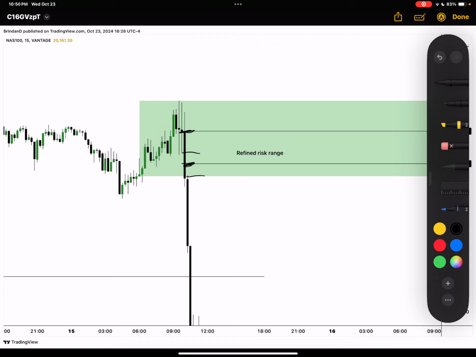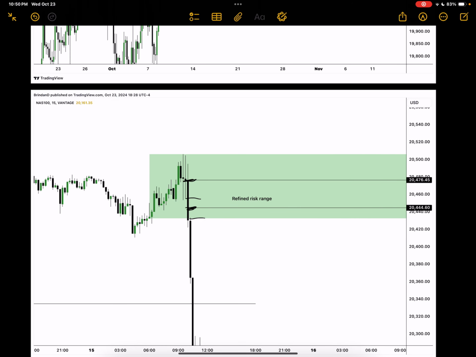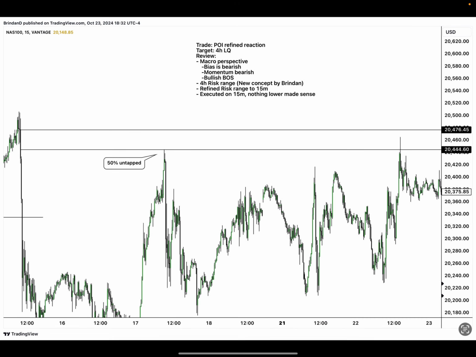So now I'm looking in that area. Because I saw that in my refined risk range, 50% was untapped. I also executed on the 15-minute here because when I went lower to the 1 minute and seconds time frames, nothing really made sense to me to execute off of or frame up a trade on. So I just included all of that risk if there was going to be something inside of that 15-minute area, which is why my stop loss was a little bit larger than I would have liked on this trade setup.